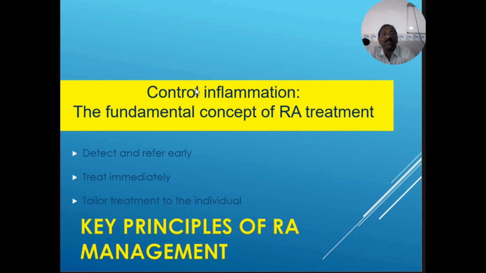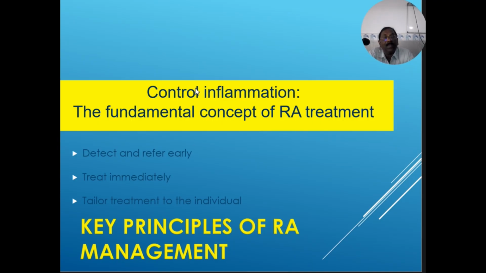So the fundamental concept of rheumatoid arthritis treatment is, obviously, to detect and refer to a physician, not to the general practitioner or the orthopedic surgeon. Treat immediately. It's very important. Don't wait. Even for the investigations also, once your diagnosis is rheumatoid arthritis clinically, I already told you the 7 criteria, 4 out of the 7 criteria. Almost 5 criteria are clinical criteria, the symptomatics. And then tailor the treatment to the individual. So the management depends on the individual.